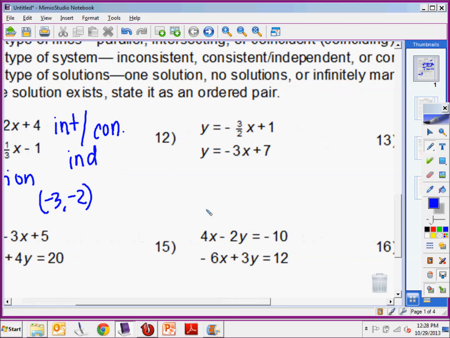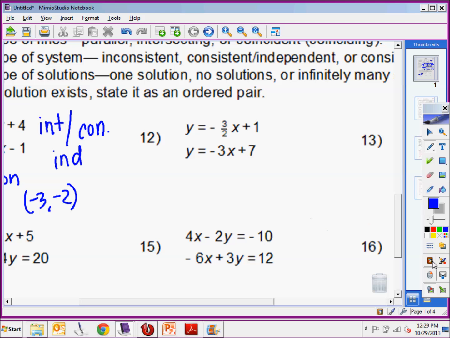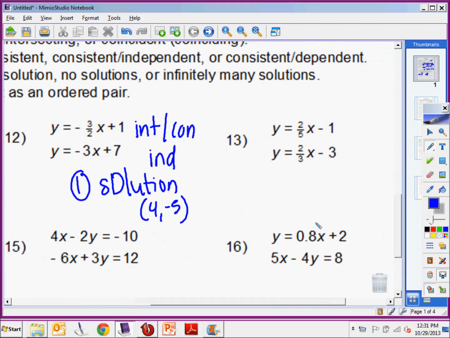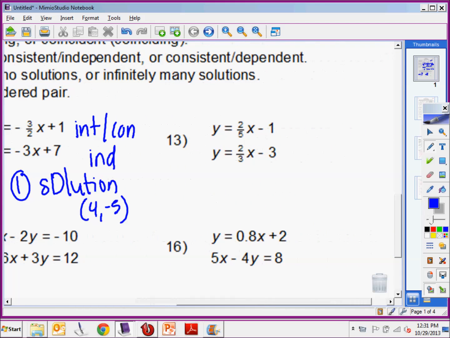If you need help, raise your hand. I will come around. I need help. So what do we know about this one? It's intersecting, consistent, independent, and the intersection is 4, -5. Beautiful. I knew you could do it, guys. I knew it all along. All right, 13.